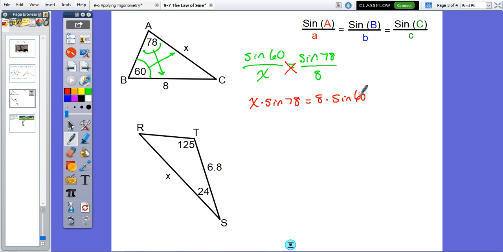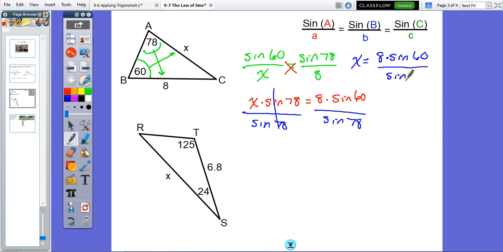Now, before we start putting all these numbers in the calculator, let's first finish the problem on hand so we get it. So to get x by itself, what do we do, class? Yeah, we divide by sine of 78. So we're going to divide both sides by sine of 78. In doing so, we're left with x equals 8 times sine of 60 over sine of 78. This is what's going to go in your calculator.